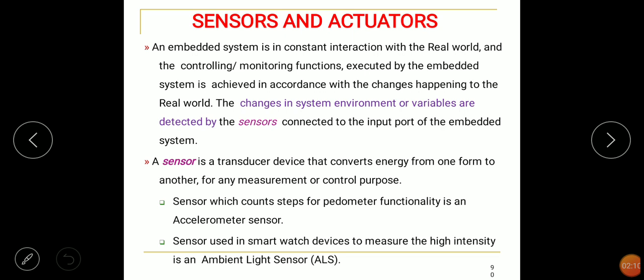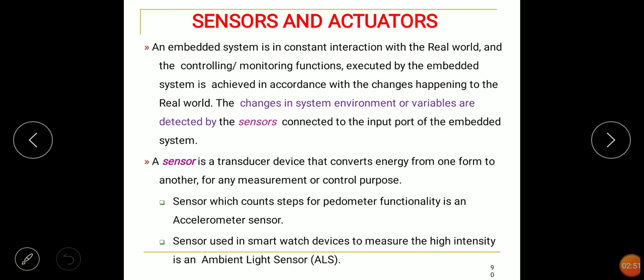Here the changes in a system environment or variables are detected by the sensors connected to the input port of the embedded system. A sensor is a transducer. Transducer means it converts one form of energy to another form. Here the sensor measures or senses the physical variables and converts them into an electrical or measurable quantity, which is used for control purposes. That is what we call a sensor.